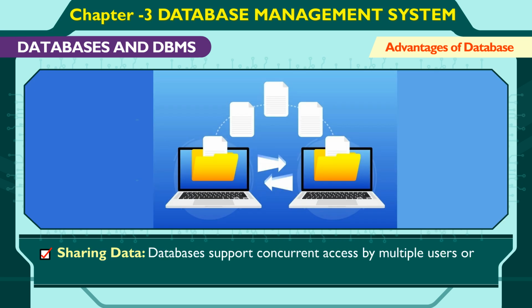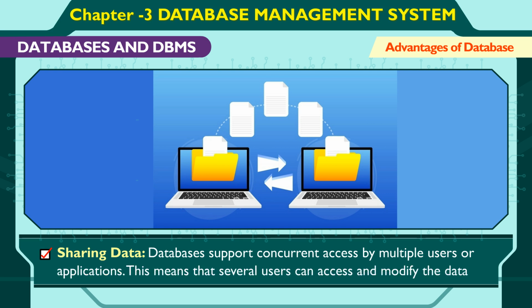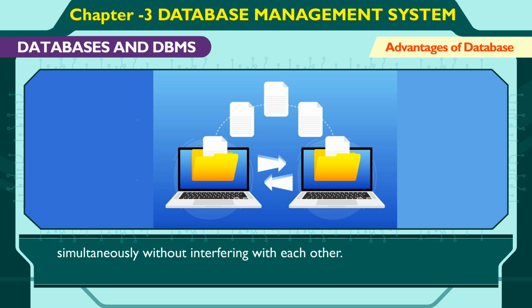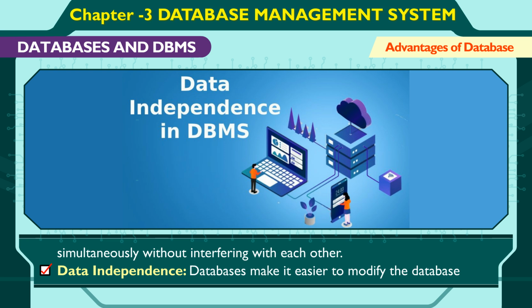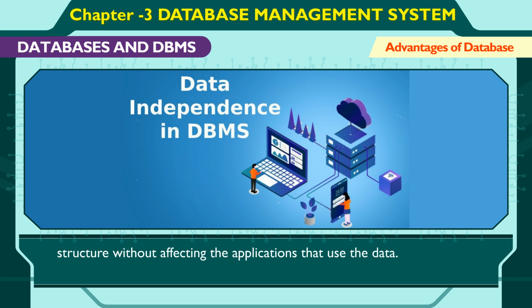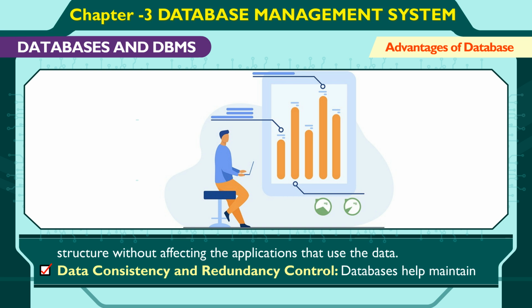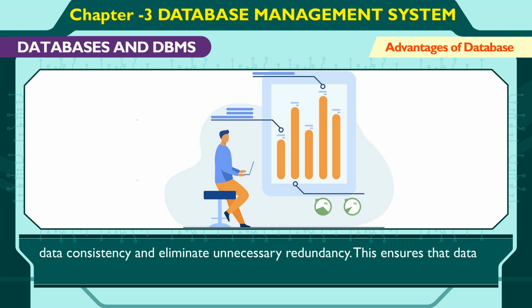Sharing data. Databases support concurrent access by multiple users or applications. This means that several users can access and modify the data simultaneously without interfering with each other. Data independence. Databases make it easier to modify the database structure without affecting the applications that use the data. Data consistency and redundancy control. Databases help maintain data consistency and eliminate unnecessary redundancy. This ensures that data is stored efficiently and without duplication.